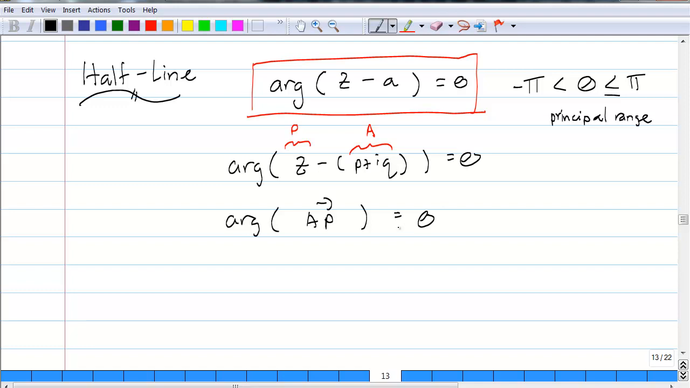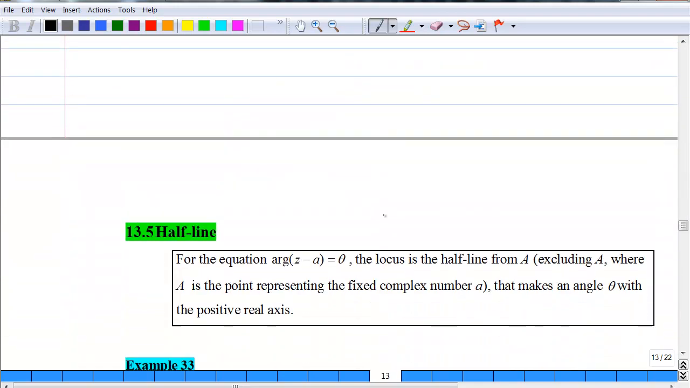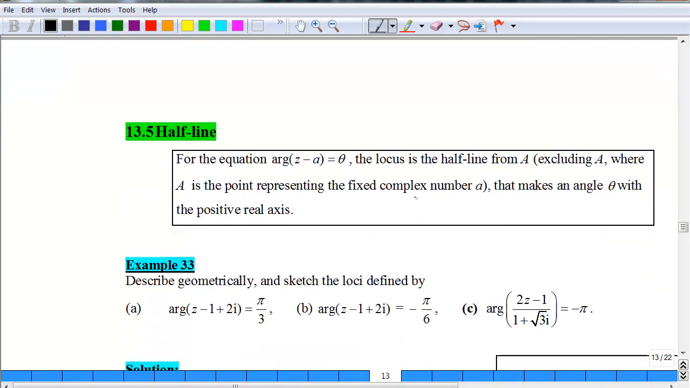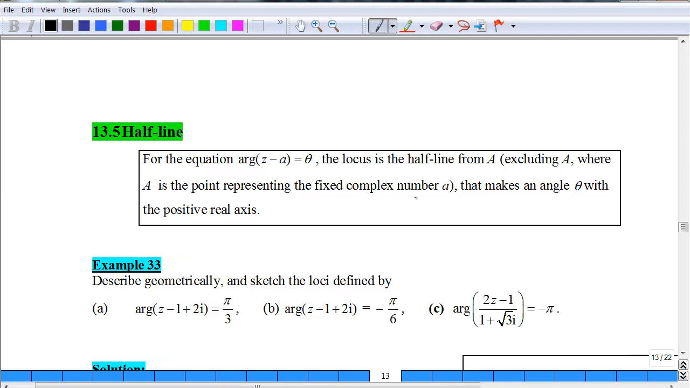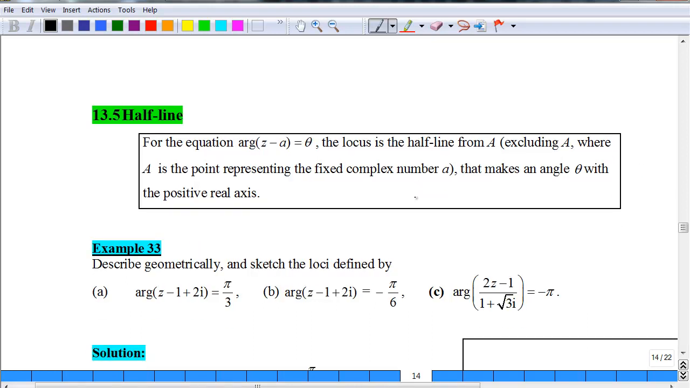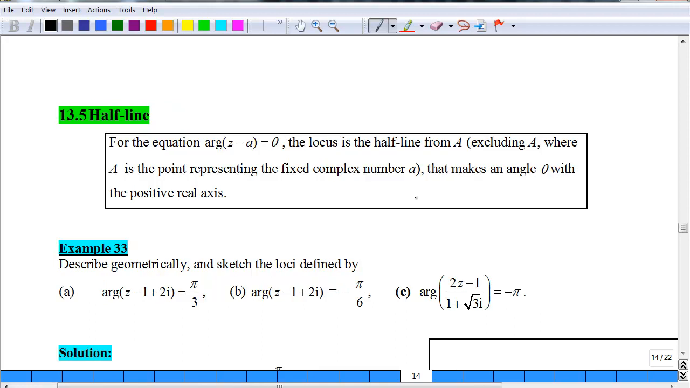Okay, so the half line, as I've just said, is the locus of the half line from point A, excluding A, where A is a point representing the fixed complex number a, that makes an angle theta with the positive real axis. We shall look now into actual examples on how the locus is defined in terms of the half line.